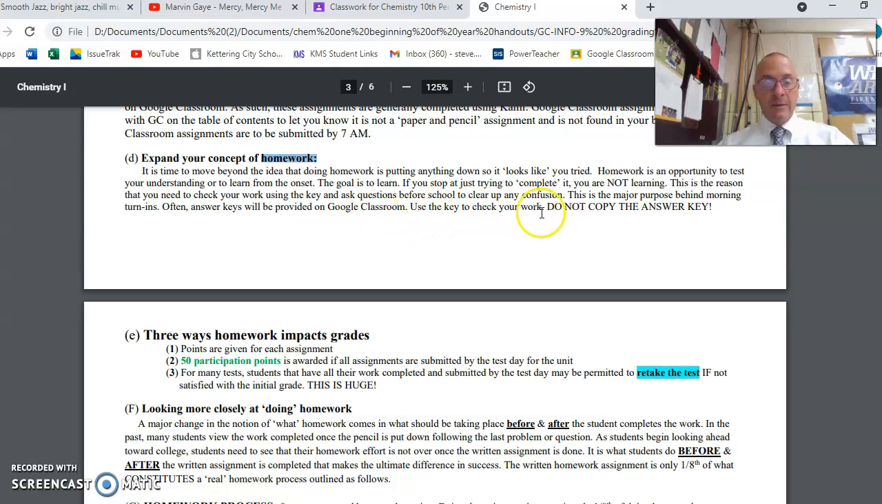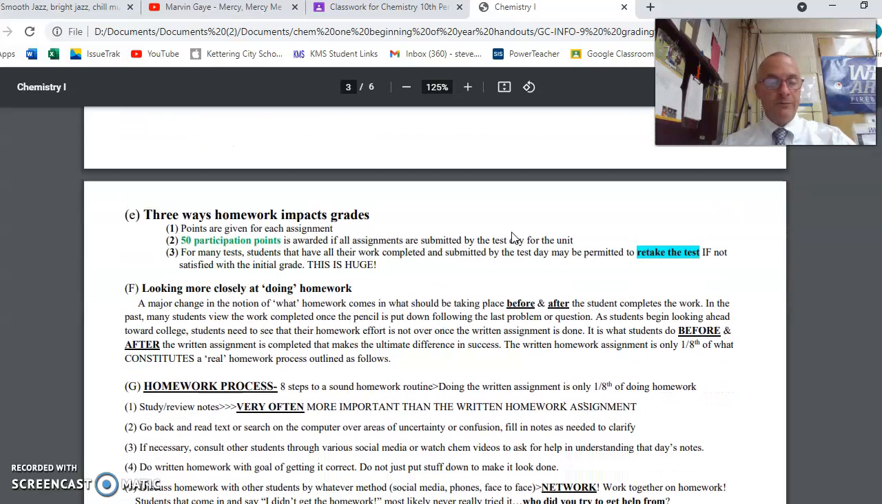For many homework assignments, answer keys will be posted on Google Classroom. That way, as you're going through the homework, if you're having trouble, you'll have the opportunity to look at the answer key to help you through the problem. The answer key is there to help you. The answer key is also there so that you can come up with great questions to ask. In other words, you're doing the homework one way, the answer key is showing it to be done in another way. That should raise questions in your mind. Don't copy the answer key. The answer key is there to help you understand how to do the homework.